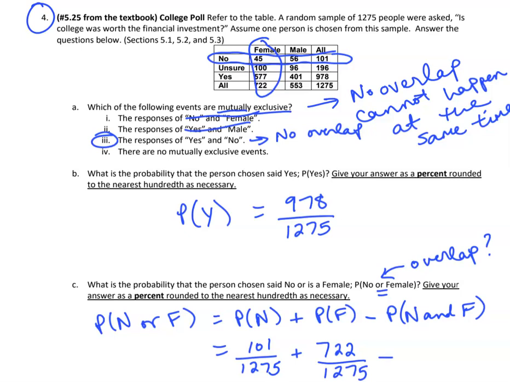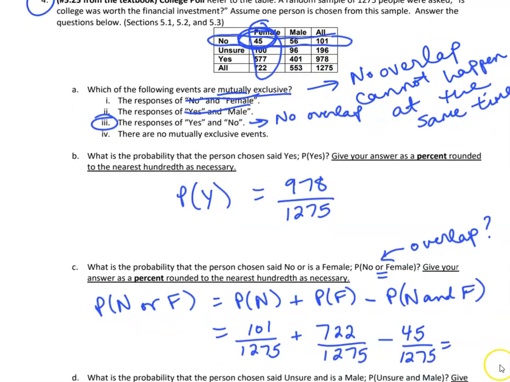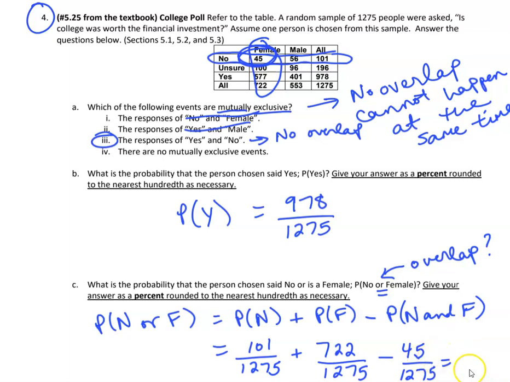Minus, and notice there is overlap. That's this group right here, the no and female. That's the 45. See, the problem is if you don't subtract that overlapping group, you're going to end up double counting those 45 people. And that's where you're going to run into an issue.